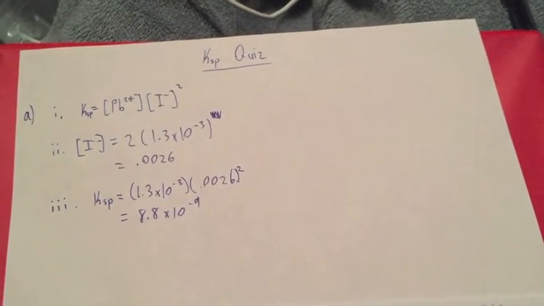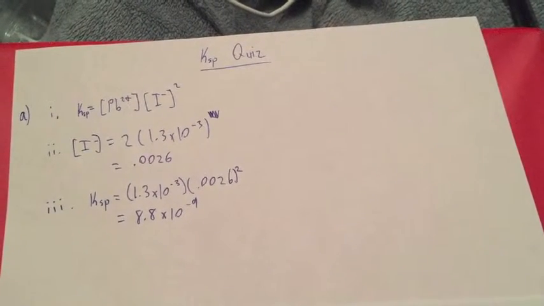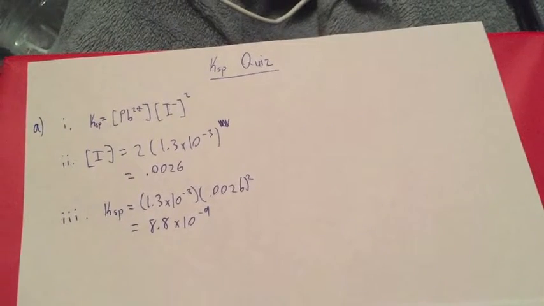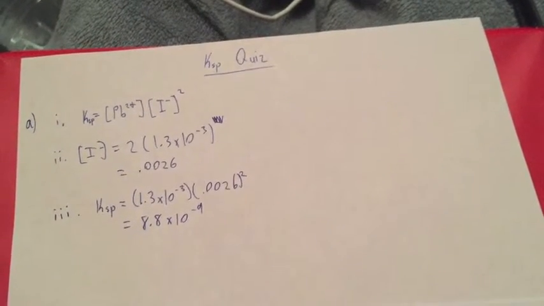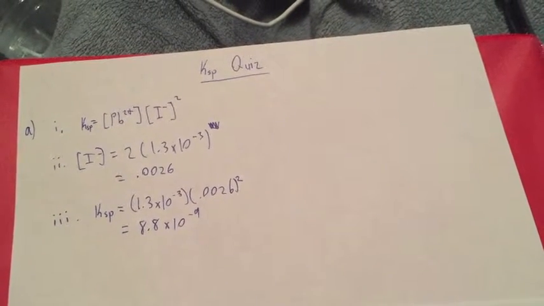For part 2, we need to find the molar concentration of I-, which can be done simply by multiplying 2 by the given concentration for Pb2+, which is 1.3 times 10 to the negative 3. And so for that we get 0.0026.